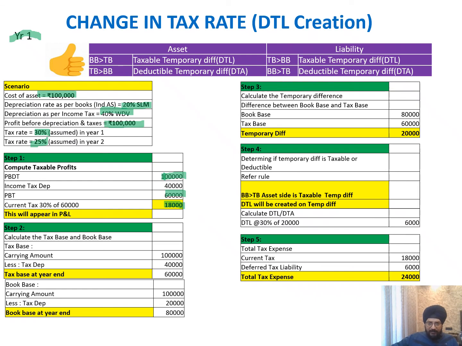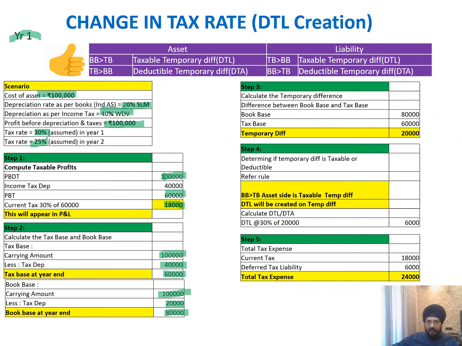Step 2 is calculate the tax base and book base. So tax base is the carrying amount at initial recognition minus the tax depreciation, which is 40,000. My tax base is 60,000. My book base is 1 lakh minus 20,000, because my depreciation is 20% SLM. So 20% of 1 lakh is 20,000. So my book base is 80,000.